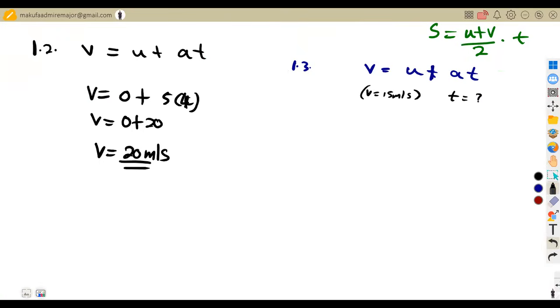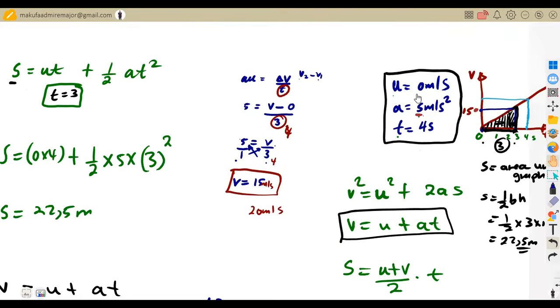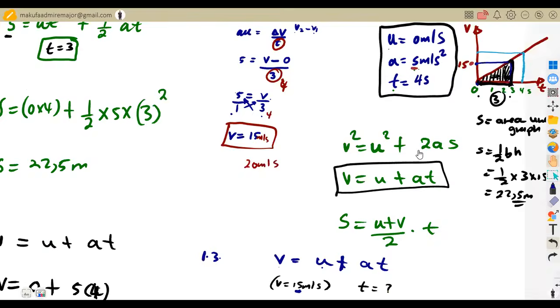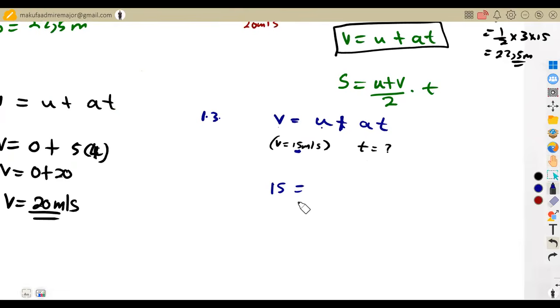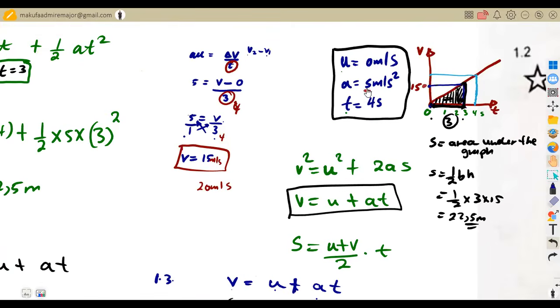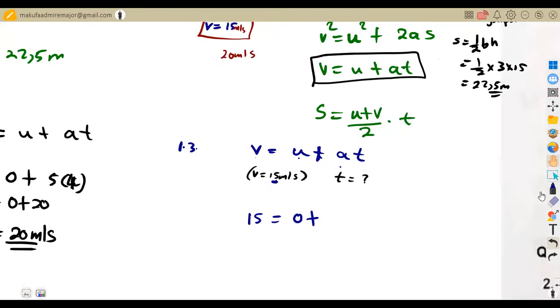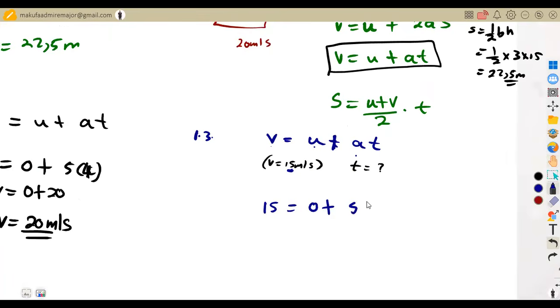So we are just substituting our information. The final velocity is 15. The initial velocity is not changing, because our object started at 0, so we are going to have 0 plus. Our acceleration also is not going to change. It's a constant acceleration. We maintained a constant acceleration of 5 meters per second squared throughout the movement. So it's going to be 5 times t.